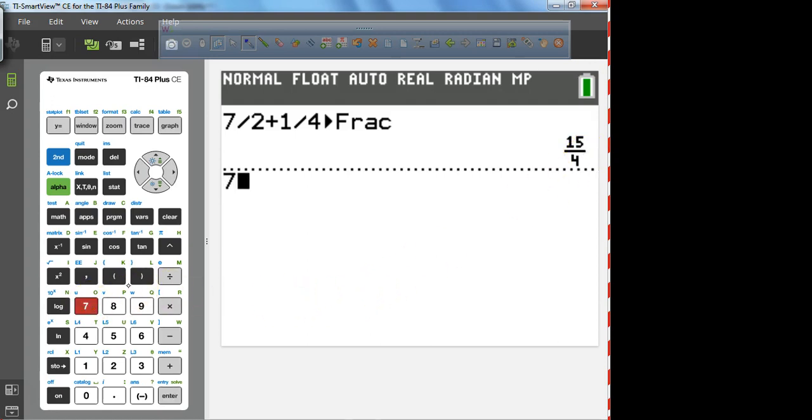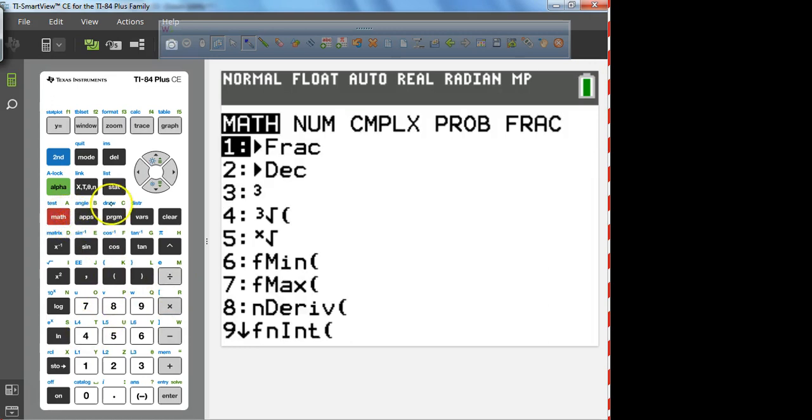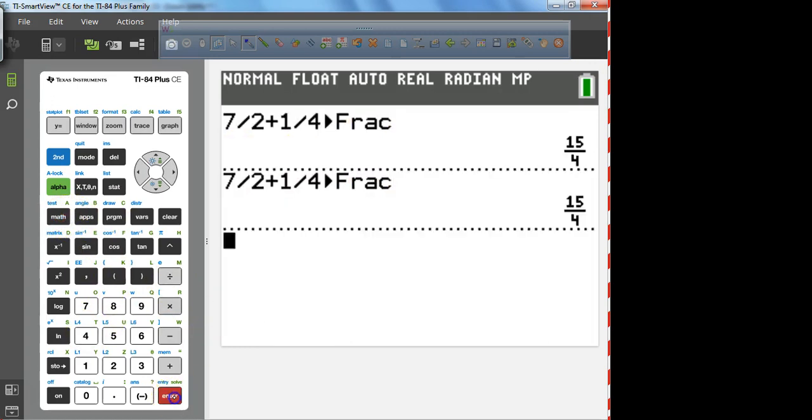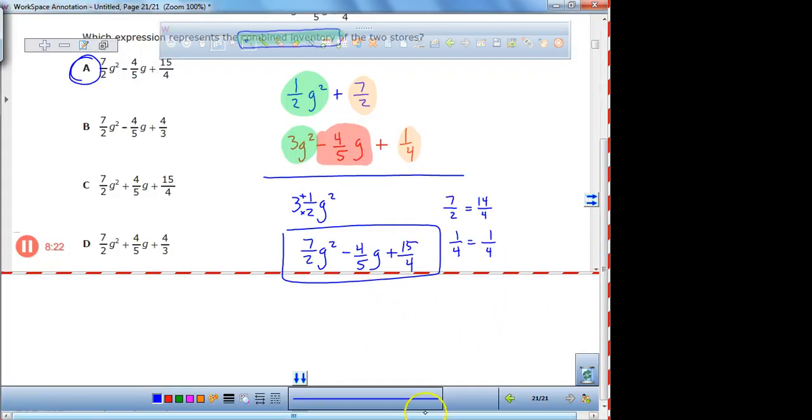I'll do it one more time. 7 divided by 2 plus 1 divided by 4. Then I said hit the math button, and we're going to change everything to a fraction. And voila, there it is. Alright, so that's answer choice A.